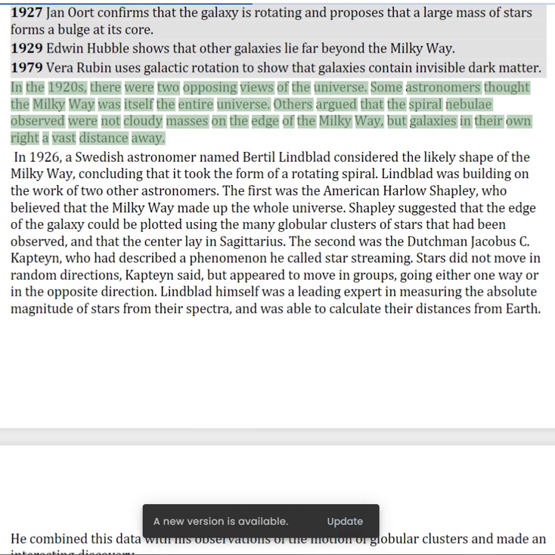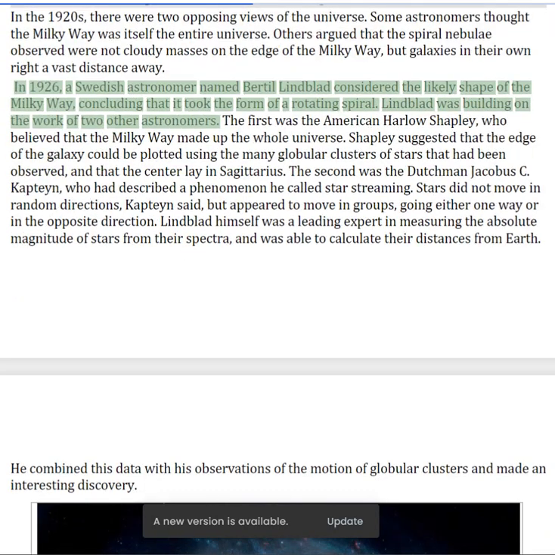In the 1920s, there were two opposing views of the universe. Some astronomers thought the Milky Way was itself the entire universe. Others argued that the spiral nebulae observed were not cloudy masses on the edge of the Milky Way, but galaxies in their own right a vast distance away. In 1926, a Swedish astronomer named Bertil Lindblad considered the likely shape of the Milky Way, concluding that it took the form of a rotating spiral.